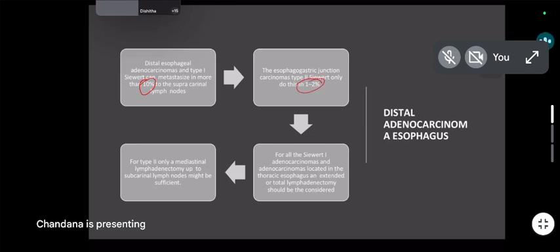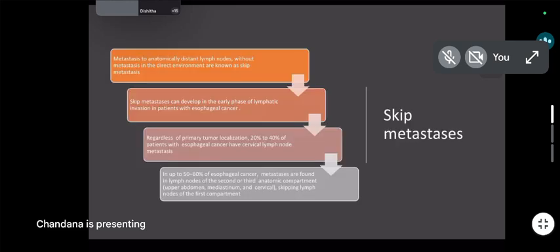For all these Siewert 1 adenocarcinomas and adenocarcinoma located in the thoracic esophagus, an extended or total lymphadenectomy should be considered. For type 2 only, mediastinal lymphadenectomy with subcarinal lymph node might be sufficient. So Siewert 1 and distal esophageal carcinoma, extended lymph node dissection can be used. For Siewert 2, standard 2-field lymphadenectomy with subcarinal lymph nodes we can remove.